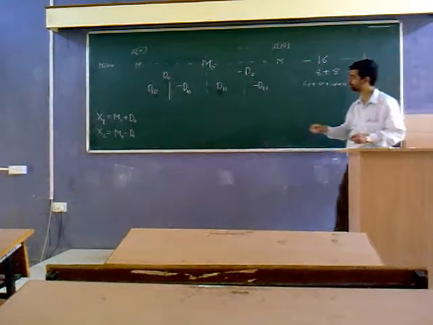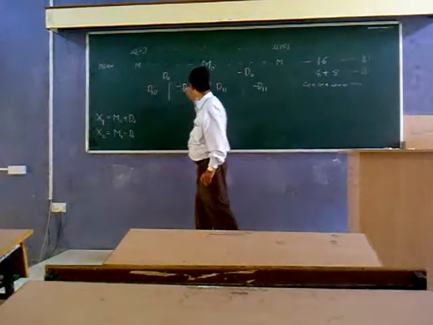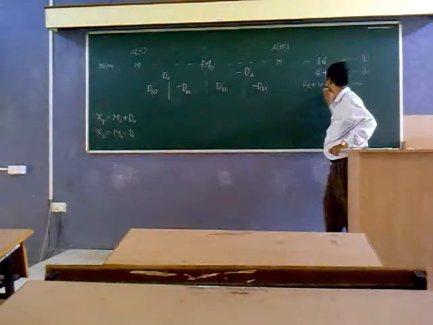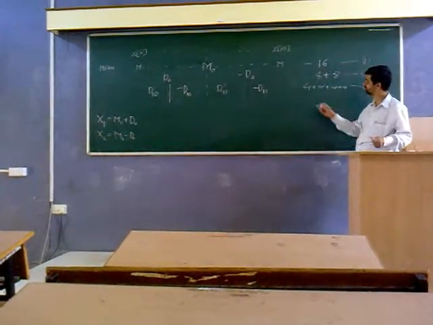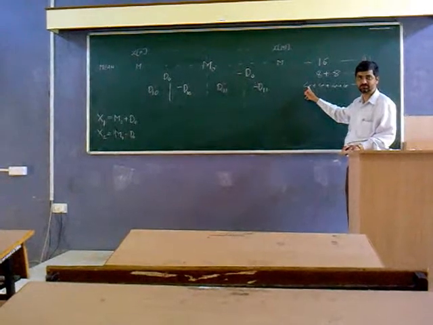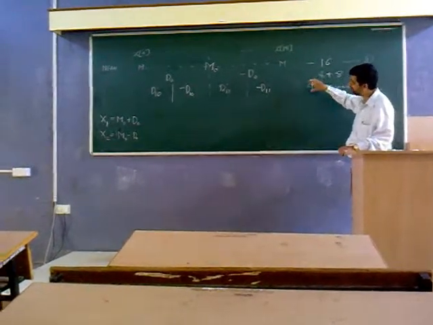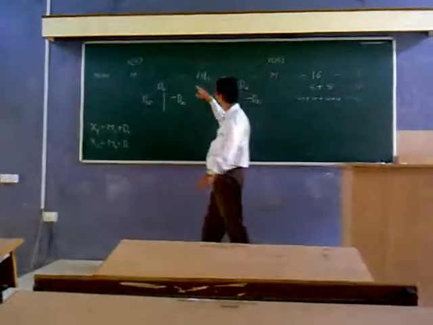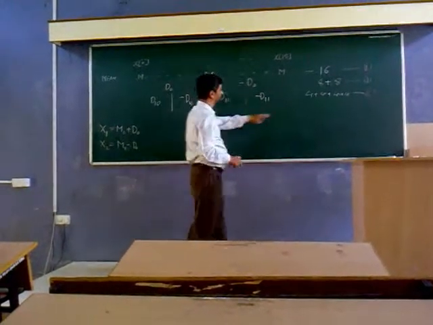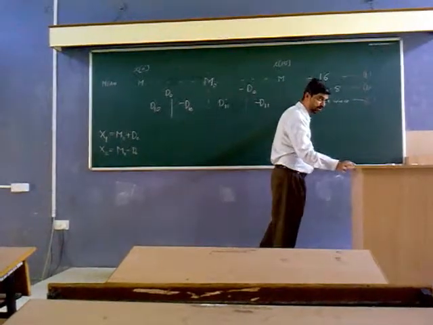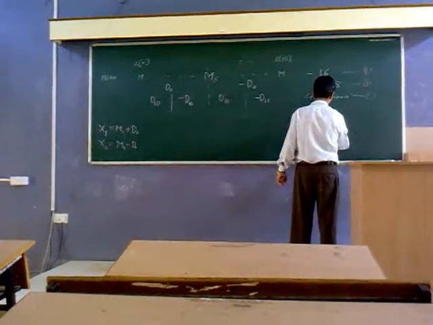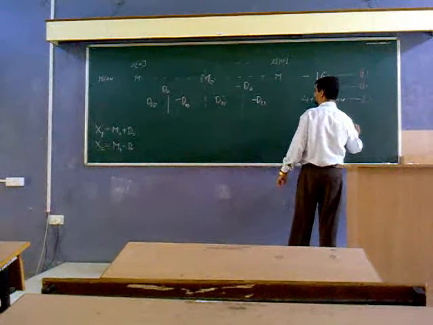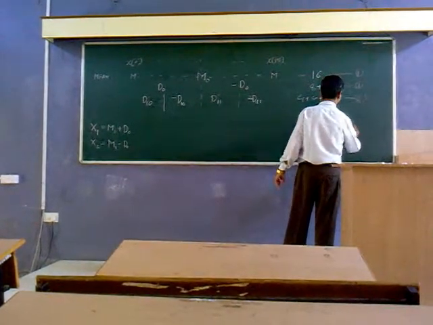2 more. This and this. Now, so here, what are we having? The average of this block, the first four blocks, is what? M0 plus D0 plus D10.